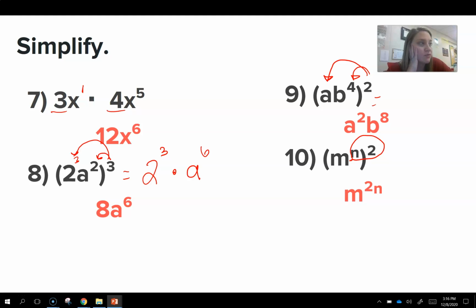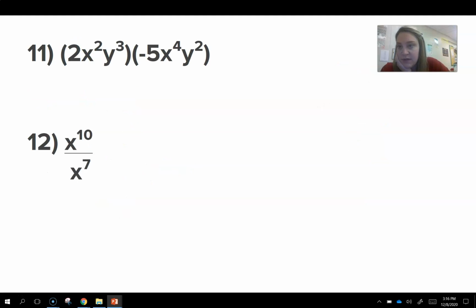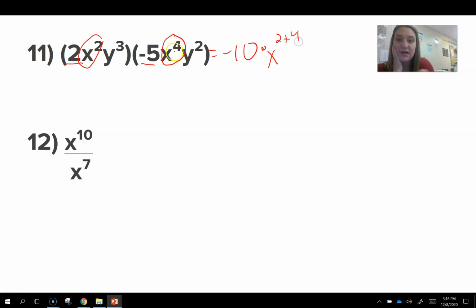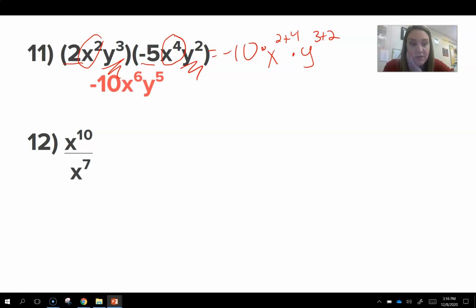Let's do some more exponent rules. Going to get a little bit more involved here. Number 11, we're still doing our product rule, which means we get to add exponents as long as their bases are the same. Okay. So here we have our coefficients 2 and -5. Okay, that's going to give me -10, right? Then we have x squared and x to the 4th. So I'm going to be able to add those together. And then I have y cubed and y squared. I'm going to be able to add those together. So it's going to become -10 x to the power of 6 and y to the power of 5.